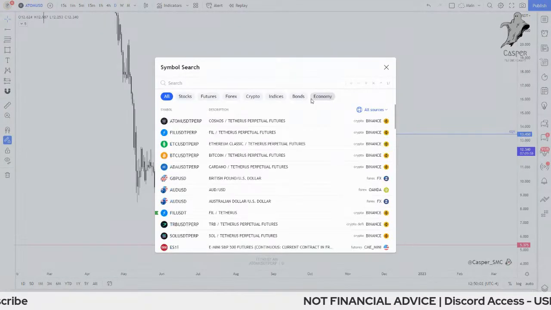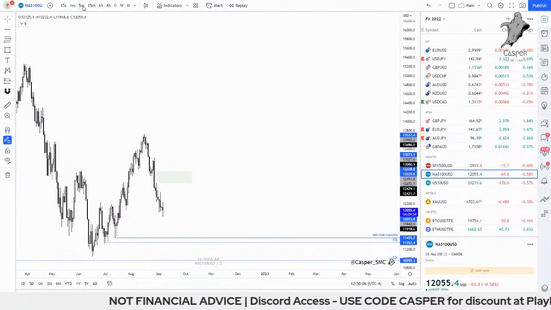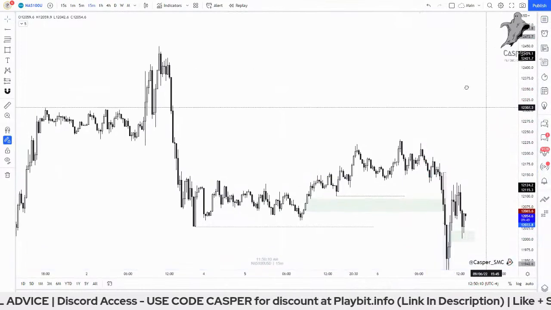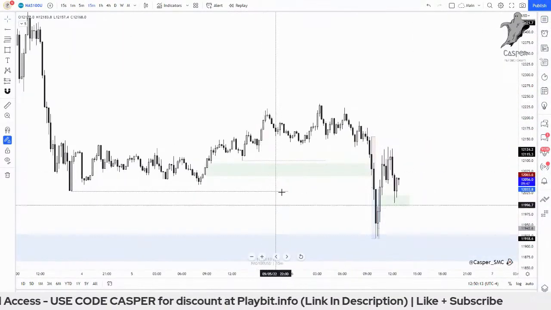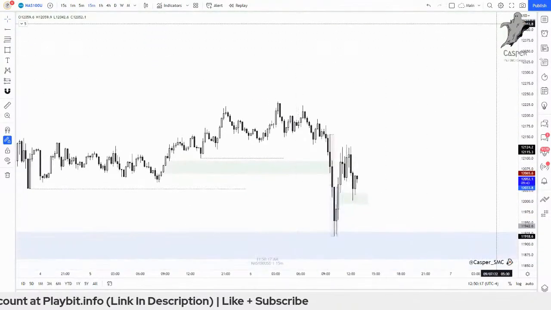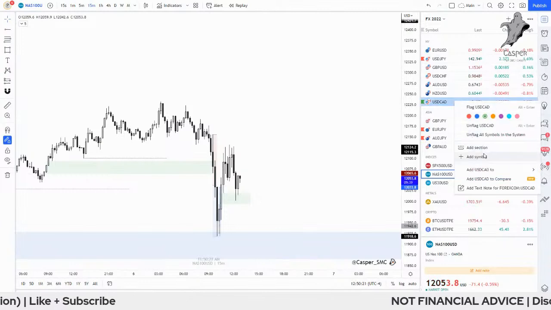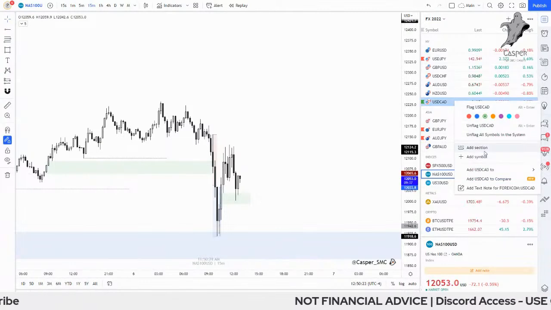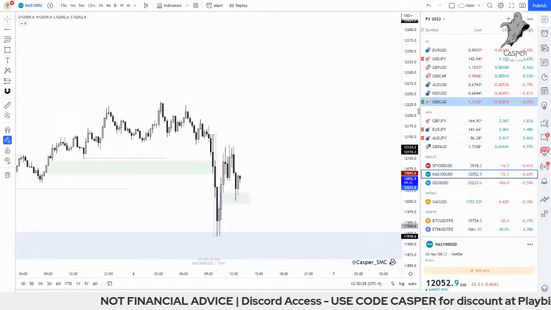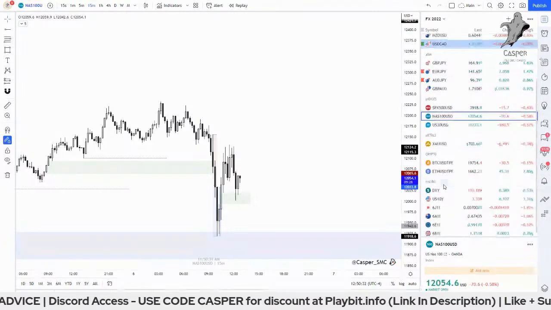What are indices doing? How do you get your coins with a header like that? No, like on your right hand side, you got them all labeled and organized. You just right click and hit add section. So you just do that and just make it New York pairs, Asia session pairs, indices, metals, whatever you want to do.